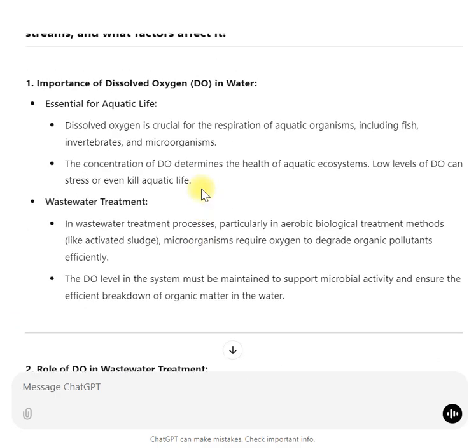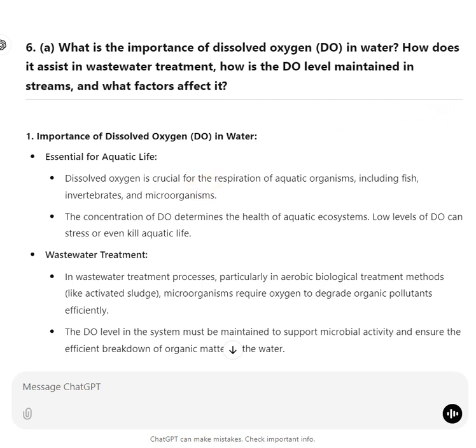Task 6. A. What is the importance of dissolved oxygen, DO, in water? How does it assist in wastewater treatment? How is the DO level maintained in streams, and what factors affect it?